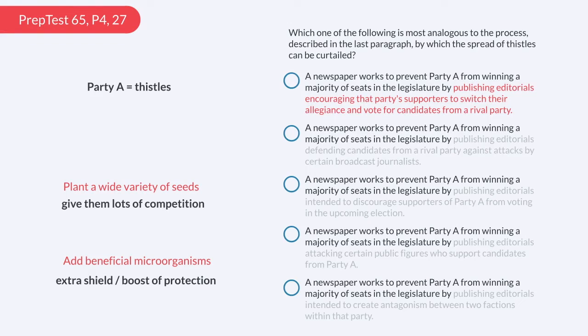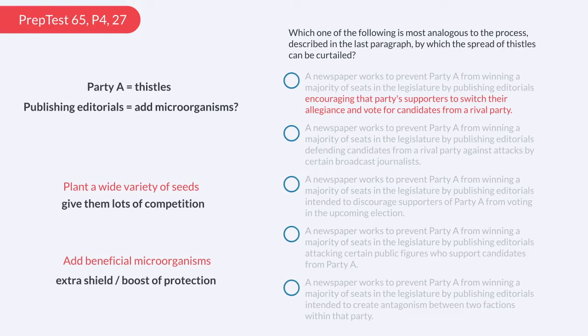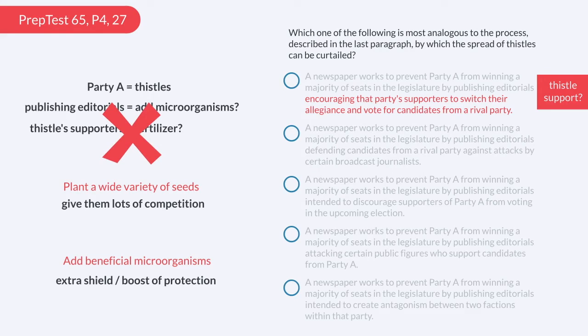A is saying that we're going to prevent thistles from dominating by publishing editorials. I guess that would be by adding microorganisms, which will encourage the thistles supporters to stop supporting thistles and start supporting our native seeds. Okay, did that make any sense? Thistles supporters switching allegiance? I don't really know how we would match that up. There was nothing in the passage other than fertilizer that we could say was encouraging thistles. But the thing in the third paragraph had nothing to do with fertilizer. So I can't really find a match for thistles supporters.